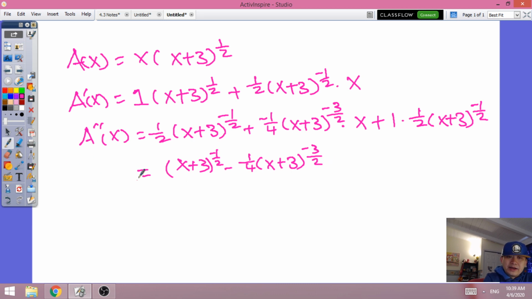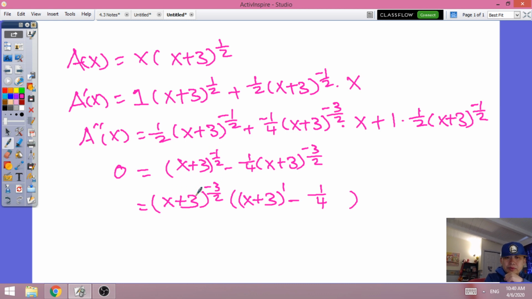Again, we want to find the point of inflection, so we set it equal to 0. We take out the greatest common factor, which is x plus 3 to the power of negative 3/2. Now you might be wondering what's left here, since we took out negative 3/2 but this one is supposed to be negative 1/2. That means it's just left with x plus 3 to the first power, because 1 plus negative 3/2 gives you negative 1/2. And then minus 1/4.